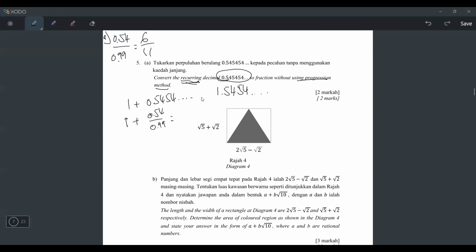Then only you convert the rest, because the one is not repeating, right? Only this one is repeating. Okay, but anyway, this question you don't have to. Okay, this question is already like that, so that's how you do it.